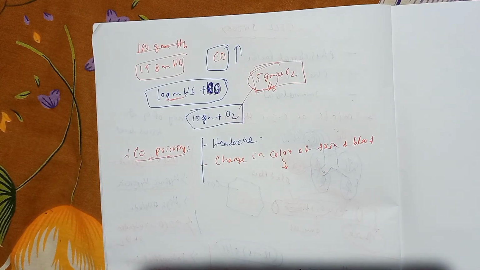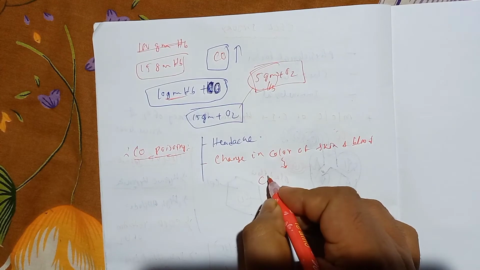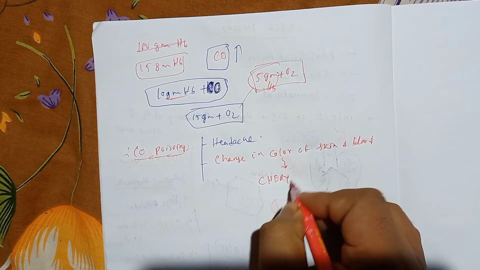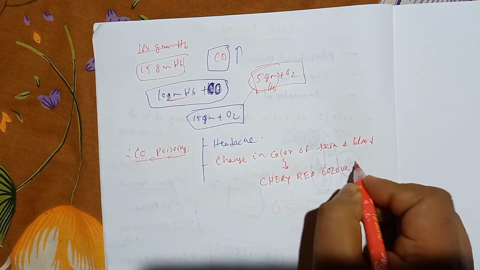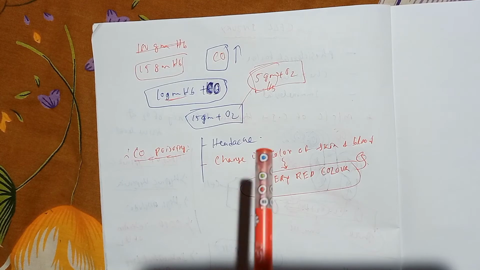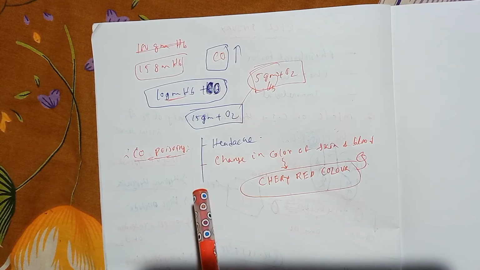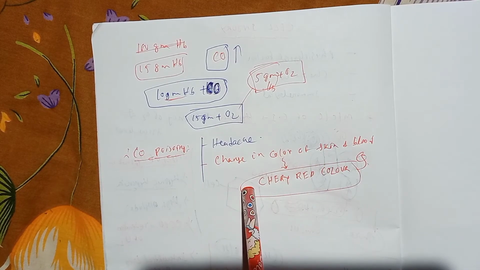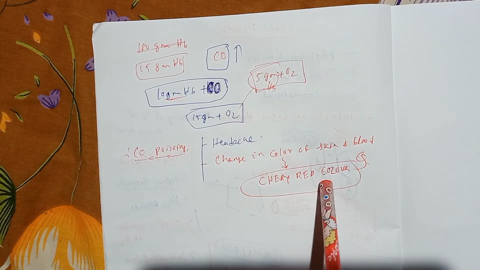There is change in color of skin and blood, that is called the cherry red color. You can have the question from here many times. So in case of the carbon monoxide poisoning, whenever the carbon monoxide gets combined with the hemoglobin, as we know the carbon monoxide has much more affinity than the oxygen to get combined with the hemoglobin here, guys. As a result, you can see the change in color of the skin and the blood. So it's called the cherry red color.